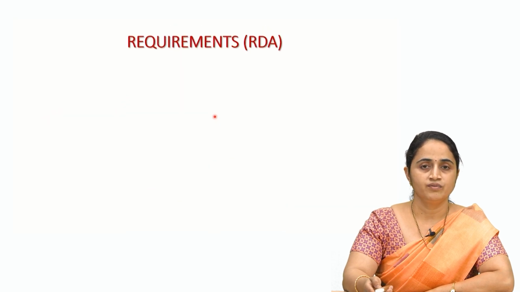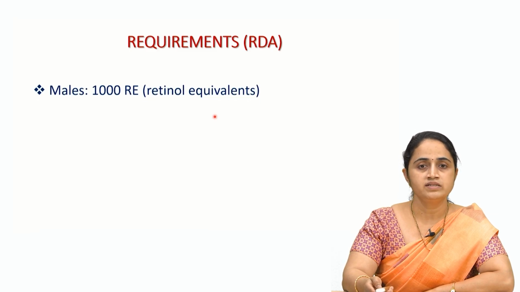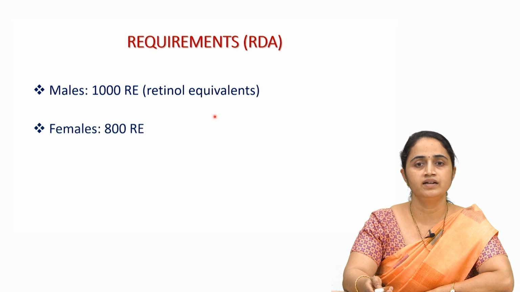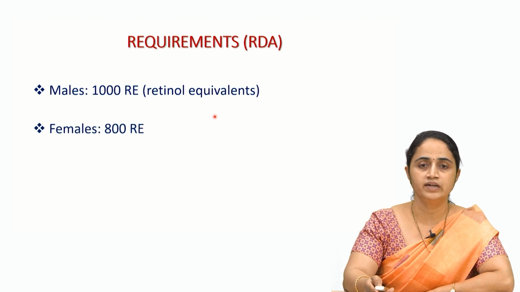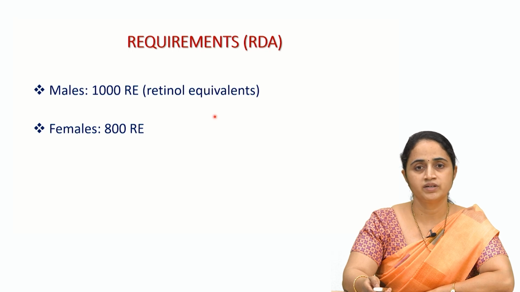So, what is the requirement? This is the dietary requirement for vitamin A. For males, it is 1000 retinol equivalents, and for females, it is 800 retinol equivalents per day. So, RDA is mentioned per day. So, per day, this much vitamin A has to be consumed.